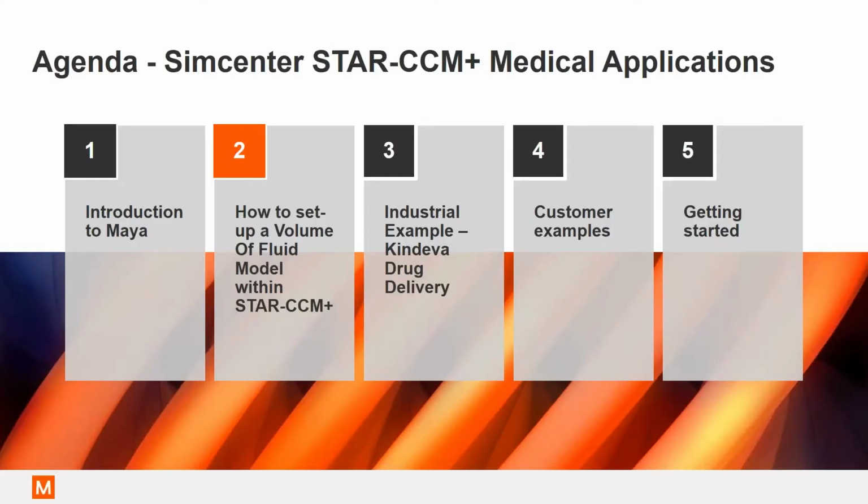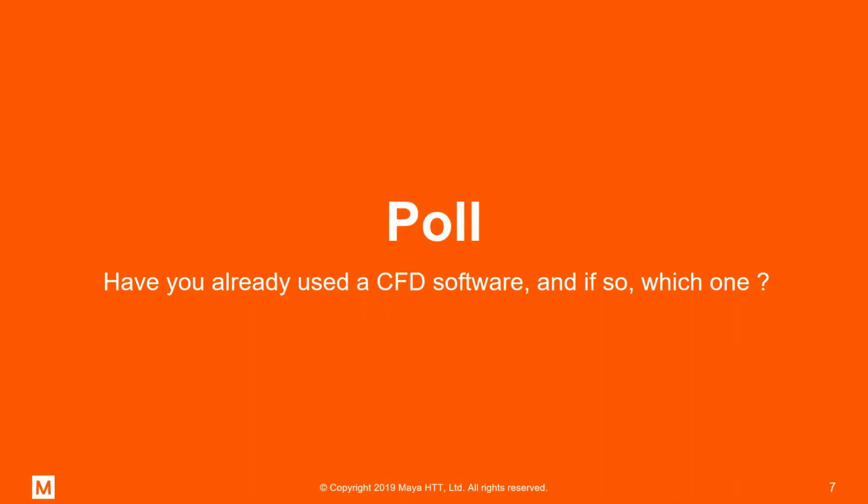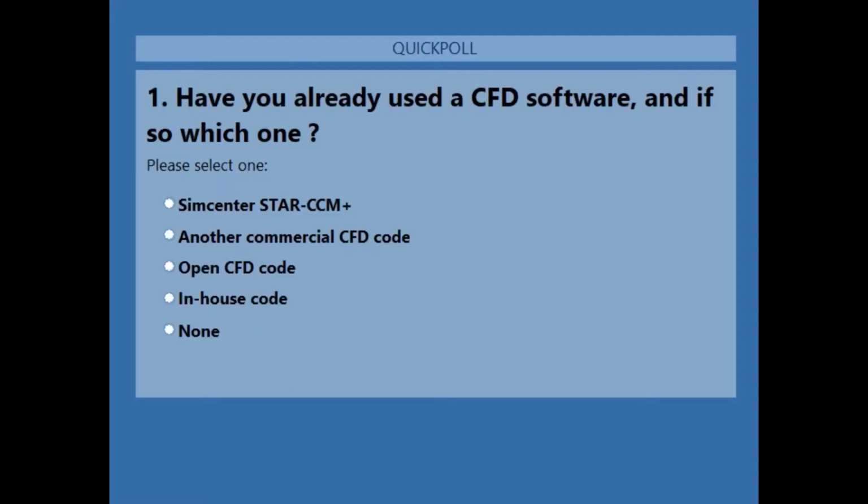Moving on, we'll see in the next section how to set up a volume of fluid model using STAR-CCM+. But first, I'd like you all to undertake a quick poll with us. This poll is going to be: have you already used a CFD software? And if so, which one? Would it be Simcenter STAR-CCM+, another commercial CFD code, an open source CFD code, or even an in-house code, or none of them?